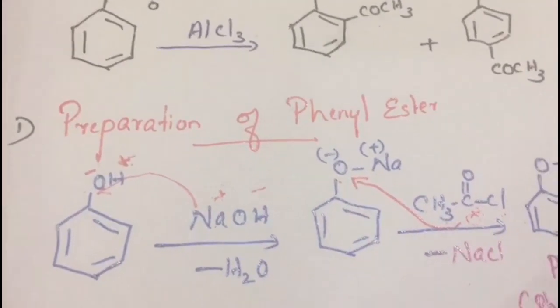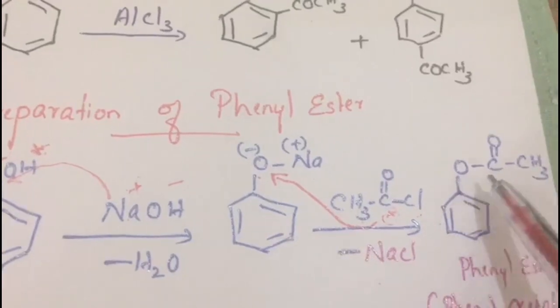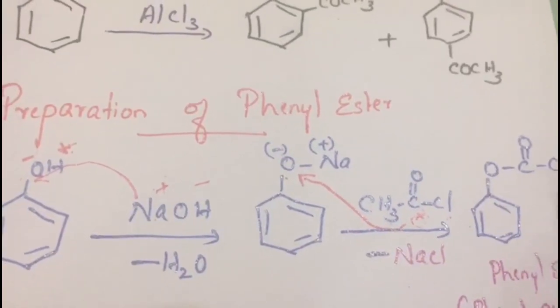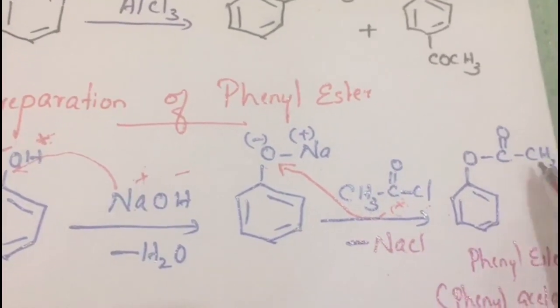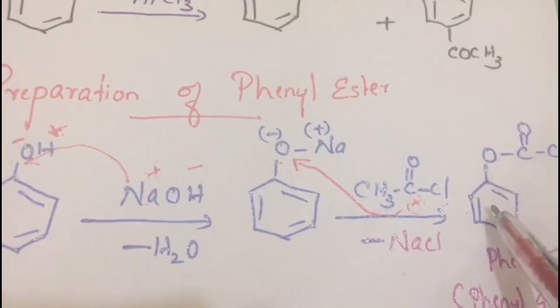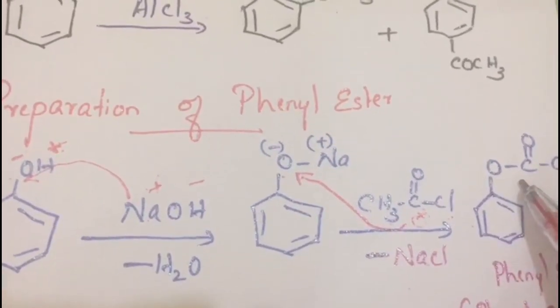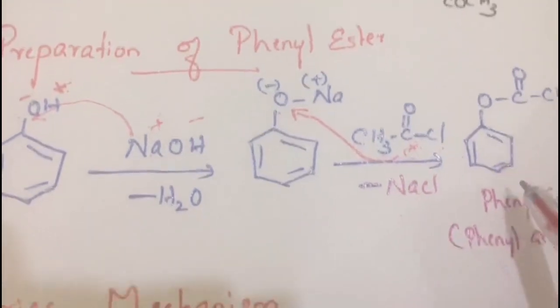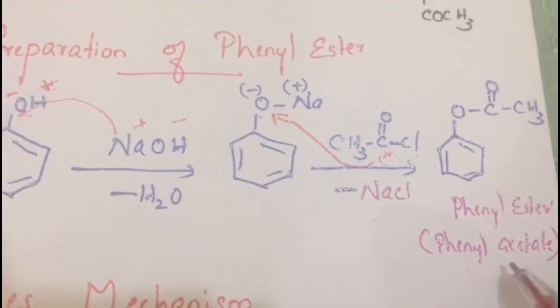It will form C6H5OCOCH3. You can see here this one is like RCOOAr. That means it is an ester. It is a phenyl ester, also known as phenyl acetate.